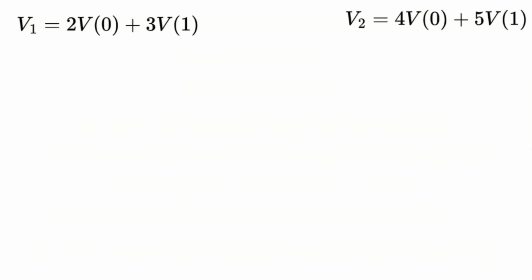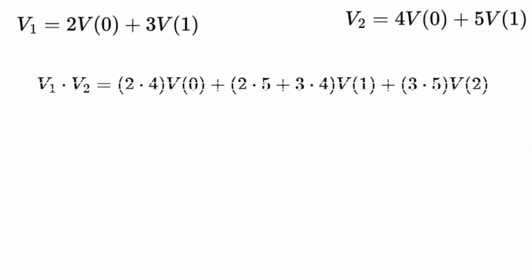Example. Let's work through an example. Consider v1 equals 2 times v of 0 plus 3 times v of 1, and v2 equals 4 times v of 0 plus 5 times v of 1. Their product is calculated as follows. v1 times v2 equals 2 times 4 times v of 0 plus the sum of 2 times 5 and 3 times 4, all times v of 1 plus 3 times 5 times v of 2.